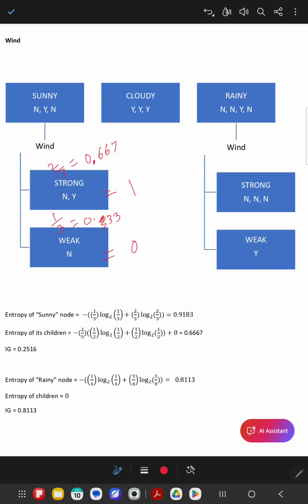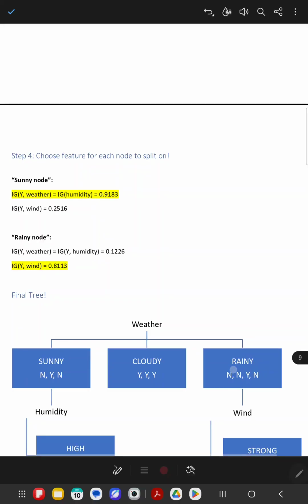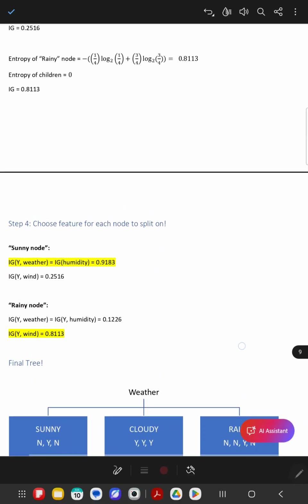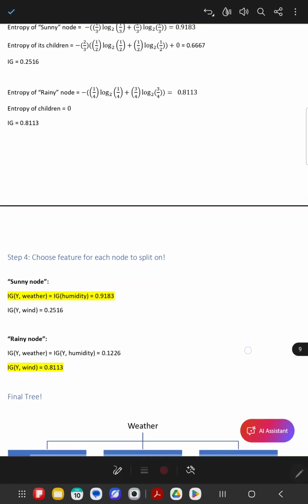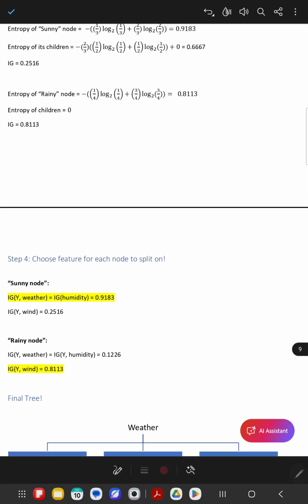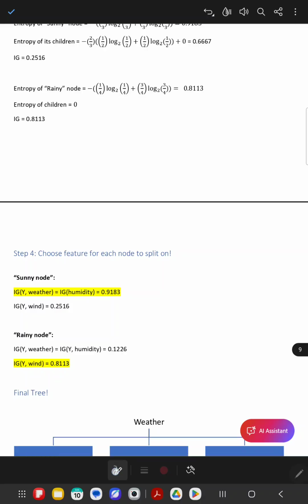So the information gain for wind as a splitting attribute is 0.2516 for sunny, and the information gain for wind as the child attribute for rainy is 0.8113. Now let's compare all the information gains. Actually for rainy we have multiple choices. We can also use temperature, we can also use wind, they had the same information gain. Temperature as well as humidity had the maximum information gain in case of sunny, and for rainy wind has maximum information gain.